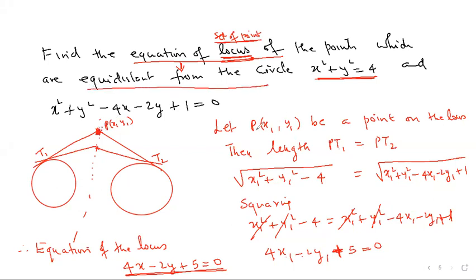So if I take P(x1, y1) to be a point on the locus, PT1 and PT2 will be equal. PT1 is the length of the tangent segment to the first circle, so root of x1 square plus y1 square minus 4. PT2 is the length of tangent segment to the second circle. So we get this. Square both sides, we get this equation. One sample point which you picked up from the locus will satisfy this equation. Therefore, every point on the locus will satisfy the same equation. That is why x1 became x and y1 became y.